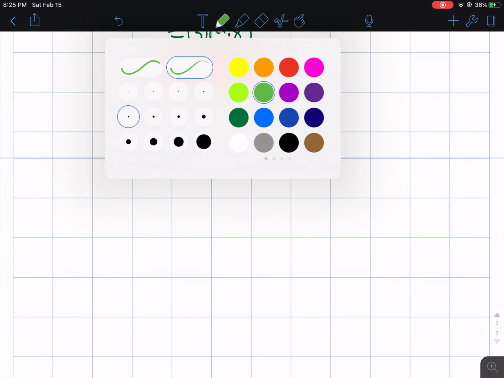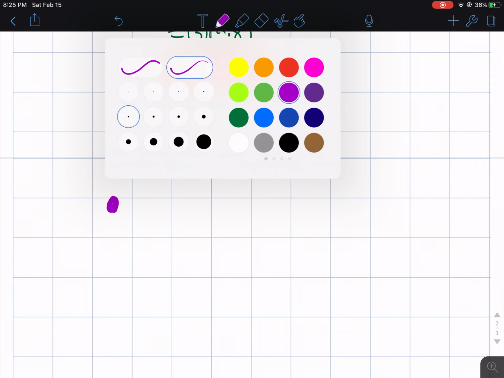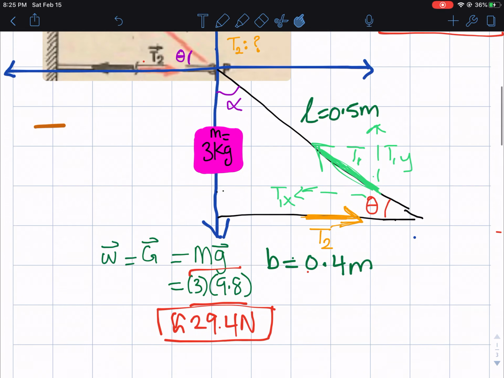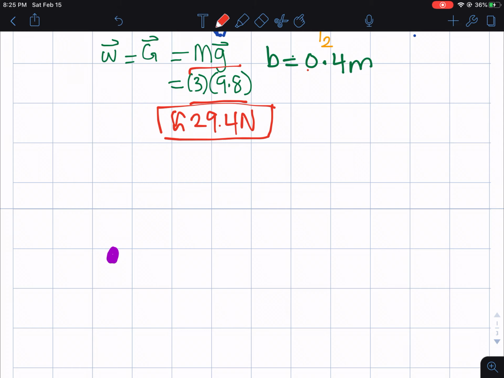Let's say our weight, our object. What forces does it have on it? This is just a diagram to put everything together, to see how everything fits together. As we can see, it has its weight pulling on it. You can write that as W or G or mg. I prefer mg.